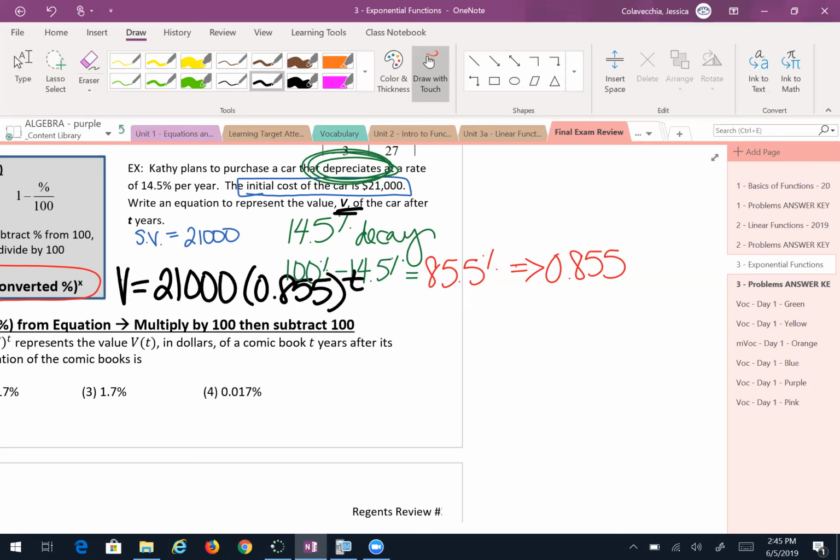Yep, because it tells me V and T, so I can't use X and Y, I have to use V and T. You will lose points if you use X and Y when they specifically tell you which ones to use. Okay?